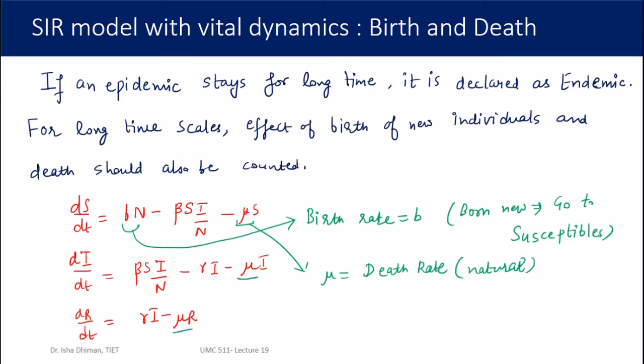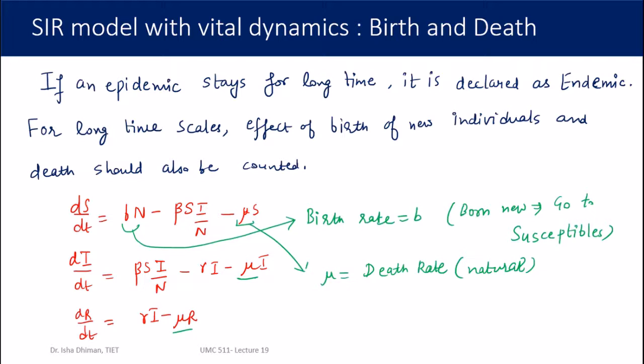Mu is the death rate. It's the natural death rate. So it's occurring in all 3 cases, because a susceptible person can also die, an infected person can also die, and a recovered person can also die. So remember, this is not the death rate due to the disease. This is the natural death rate, right? Every person has equal probability of dying, susceptible, infected, or recovered. So this is a natural death rate mu. That's why it's the same for all 3, whether the person is infected, susceptible, or recovered.